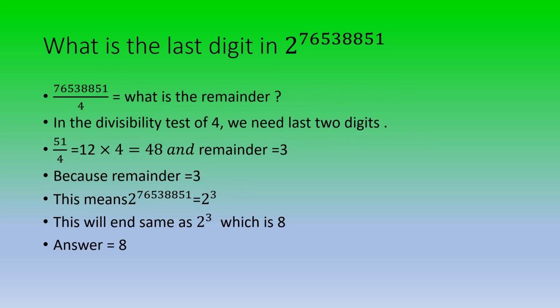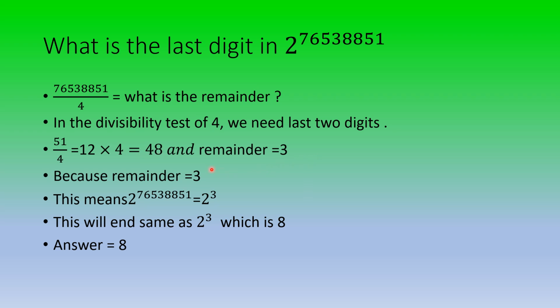Next question is, what is the last digit of 2 raised to power such a big number? So what you will do is, you will divide the power by 4 and check what the remainder is. If we see the divisibility test of 4, we need to refer to the last 2 digits. If those 2 digits are divisible by 4, that means the whole number will be divisible by 4. Now the last 2 digits of this power are 51. So 51 divided by 4 gives you 12 4s are 48 and the remainder is 3.